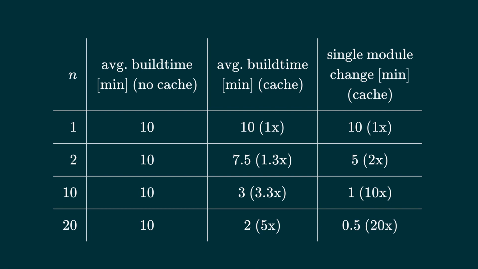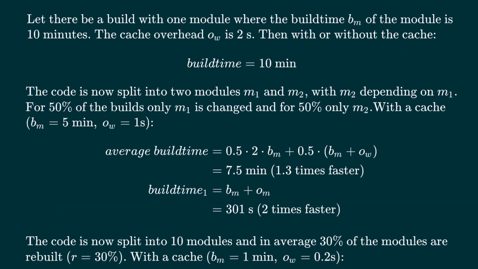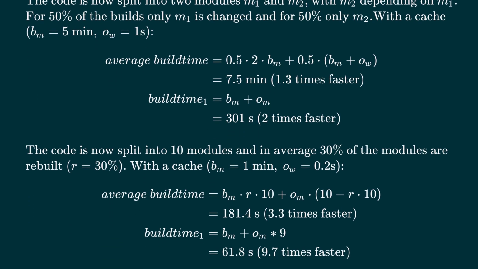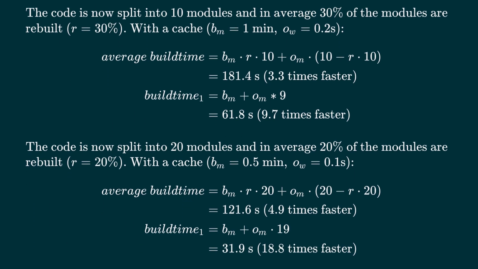In sum, for projects which are not modularized at all, even very coarse-grained modularization will give you much faster builds once you start using a cache. For most projects, a build cache substantially speeds up build time out of the box. With better modularization, you can make it even faster. Pause the video here if you want to look at the math behind those numbers.